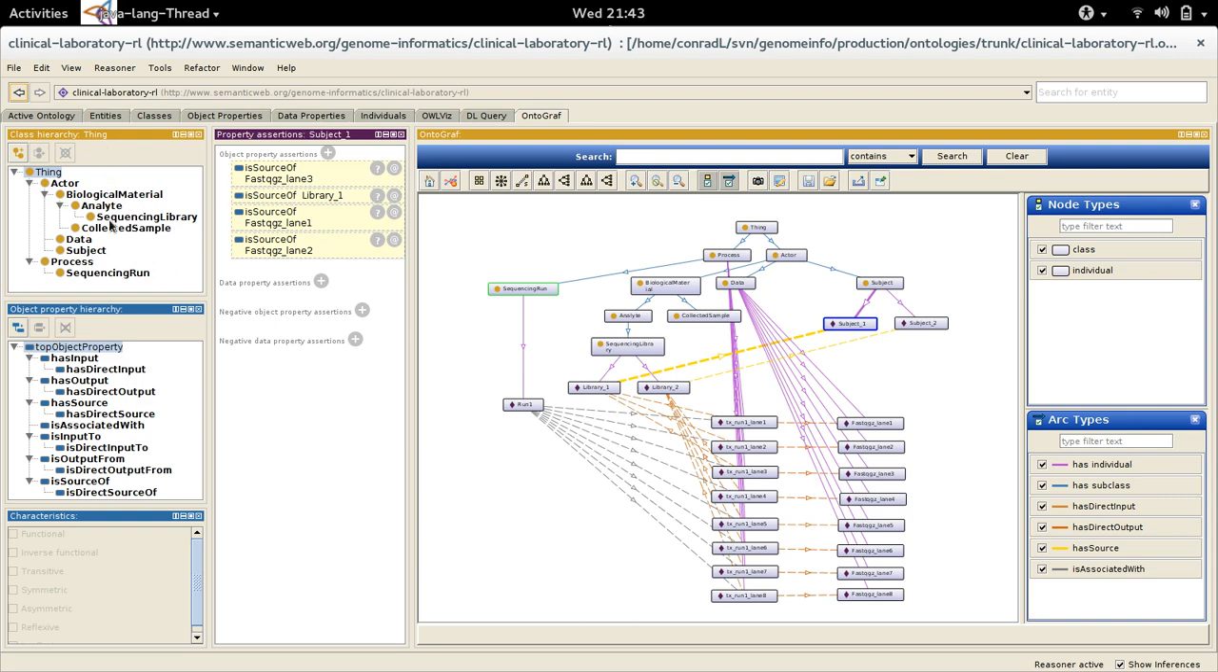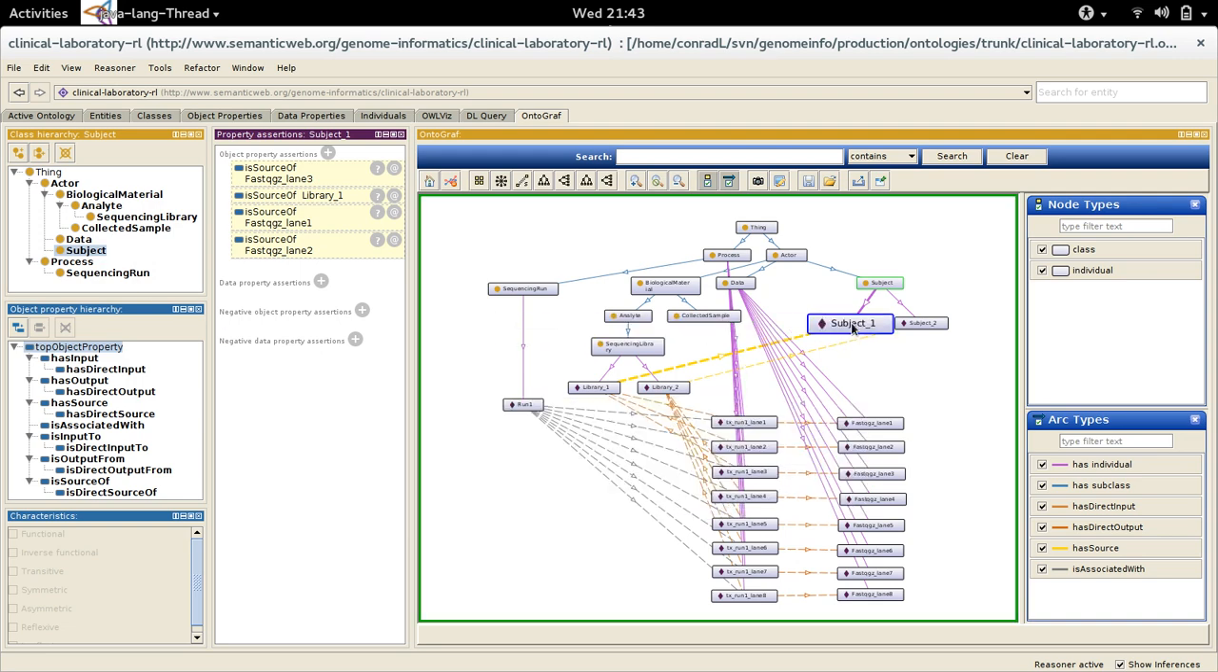So if we look at the individuals that we had before, starting with the two subjects, recall that we made no property assertions about these at all. With reasoning, we can see that it's inferred that this subject is the source of three fastq GZs and also the library. That's the precursor to them.